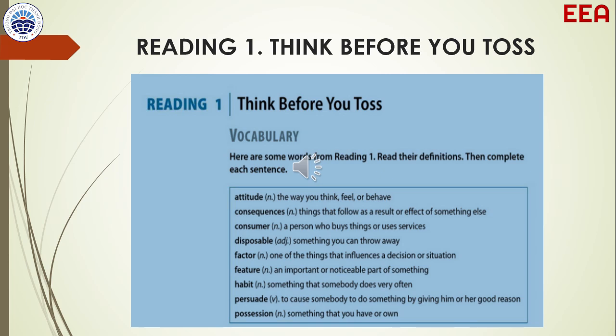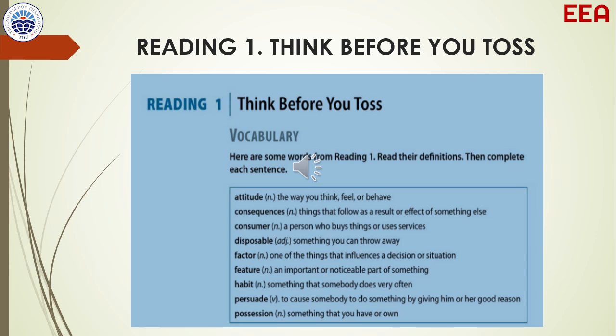Khi mà các bạn mua cái gì đó, các bạn sử dụng dịch vụ gì đó thì các bạn được gọi là consumer, khách hàng, right? Disposable, it is an adjective, something you can throw away. Disposable dish, đĩa dùng một lần đấy, thường khi mà các bạn dùng xong các bạn bỏ đi đó, nó gọi là disposable. Factor, it is a noun, right? One of the things that influences a decision or situation. Một trong số những thứ mà có ảnh hưởng đến một quyết định hay một cái tình huống nào đó. Factors, yếu tố, nhân tố.